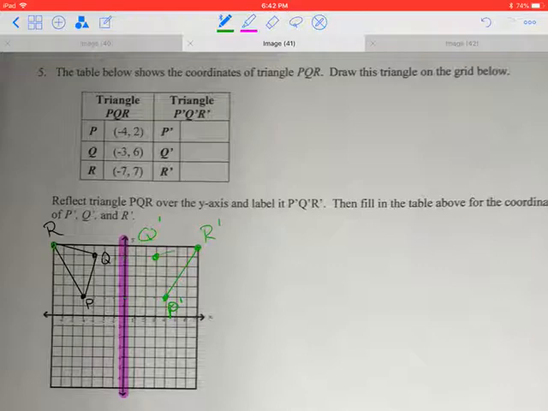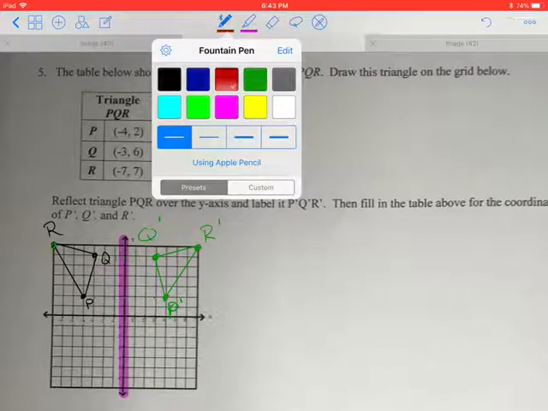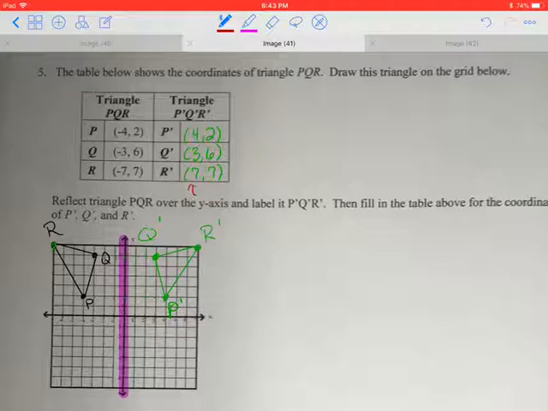Once we've drawn our triangle, we are asked to fill in the table. For our new P, it looks like we go right 1, 2, 3, 4 and up 2. So that's going to be the point 4, 2. Q is right 3 up 6, so that's 3, 6. And new R is right 7 up 7. If you remember from the first page of notes on the last video, when we reflect across the y-axis, we see the x change sign.